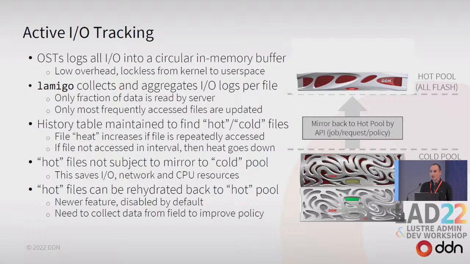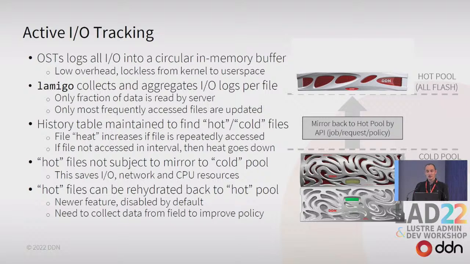So we've been working on newer enhancements to the Hot Pulse feature. The first one is called Active I/O Tracking. Basically, you have this capability inside Lustre for OSTs to be able to log every access that is being done. It's an in-memory circular buffer of all I/O accesses as seen by the OSTs. And Lamigo is able to collect and aggregate those I/O logs per file.